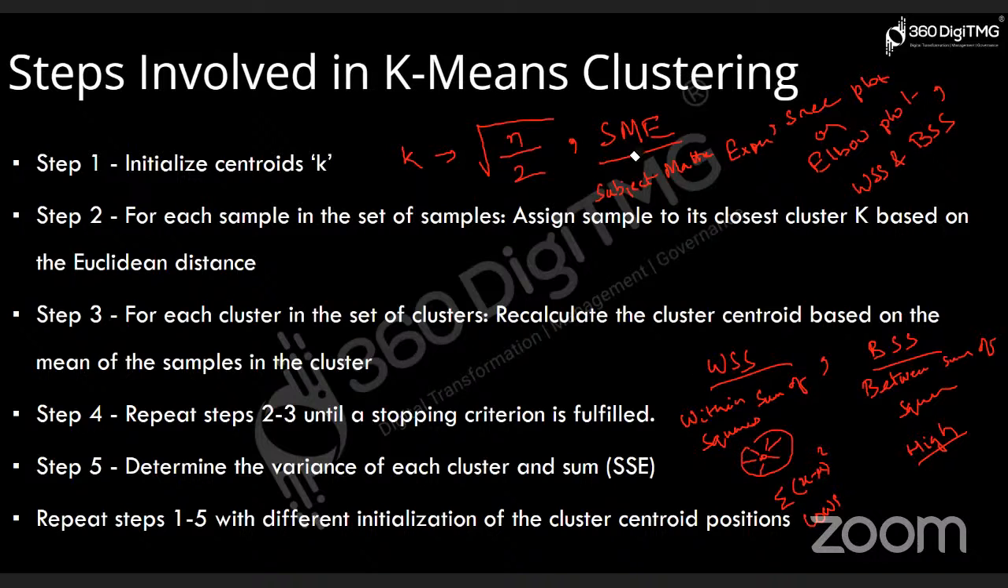Now for this WSS and BSS calculation, from the WSS calculation we can also find the total within sum of square, which is the within sum of square of all clusters together. So we will find this for different values of k, the total within sum of square for each value of k.